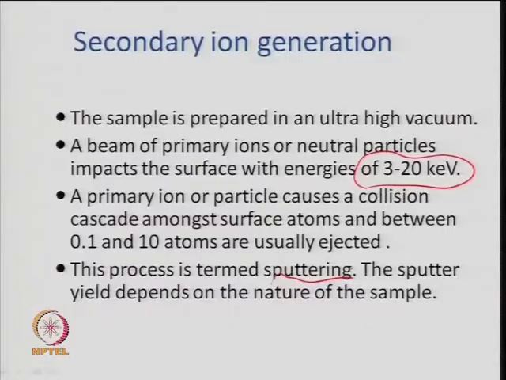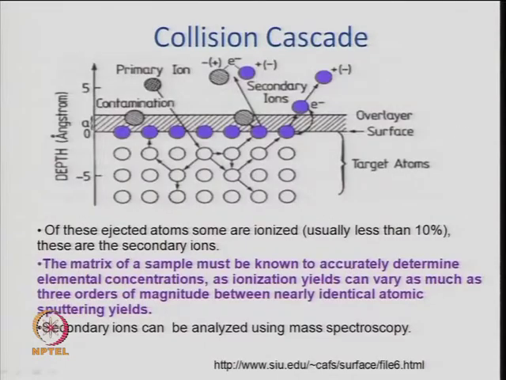The sputter yield depends on the nature of the sample. So, depending upon the nature of the sample, you have different kinds of secondary ions, and once you measure their energy or their intensity, you can correlate it with the surface or the metal. This is just a picture of the collision cascade. So, this is the surface, the top layer of the surface, and these are the atoms. When the primary ion strikes, they collide among themselves, and you get secondary ions because of the collision among these atoms, and then these atoms leave the surface.